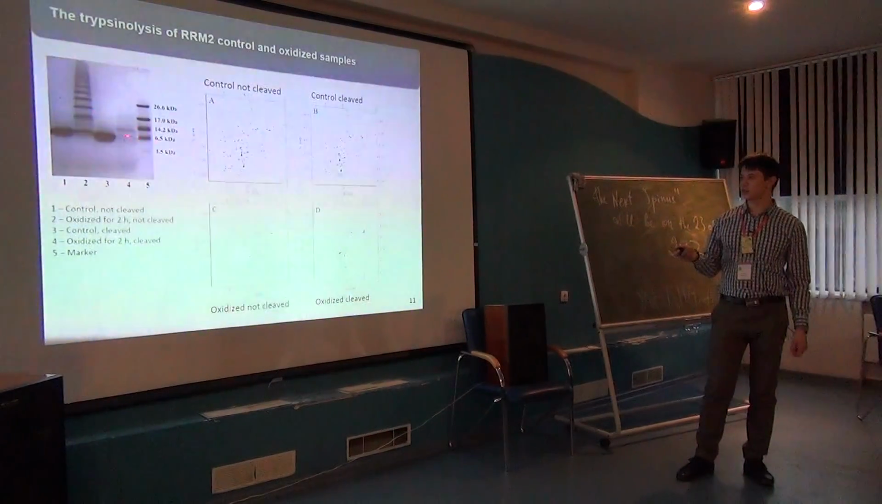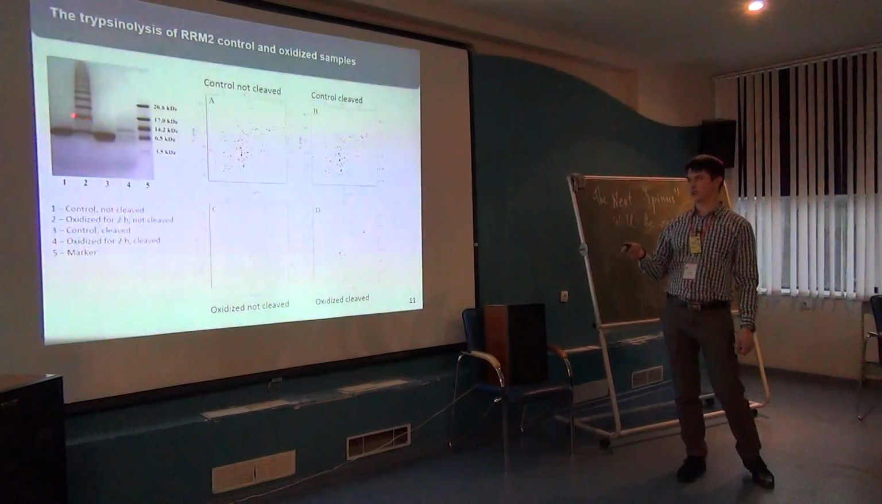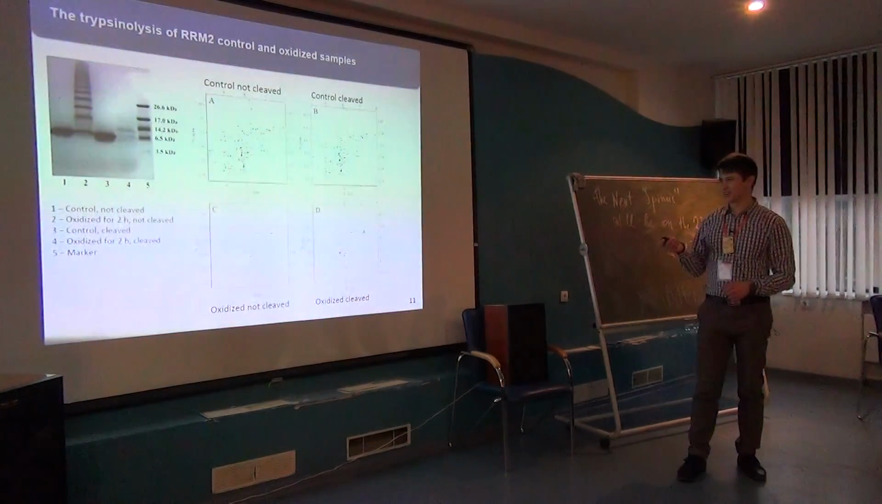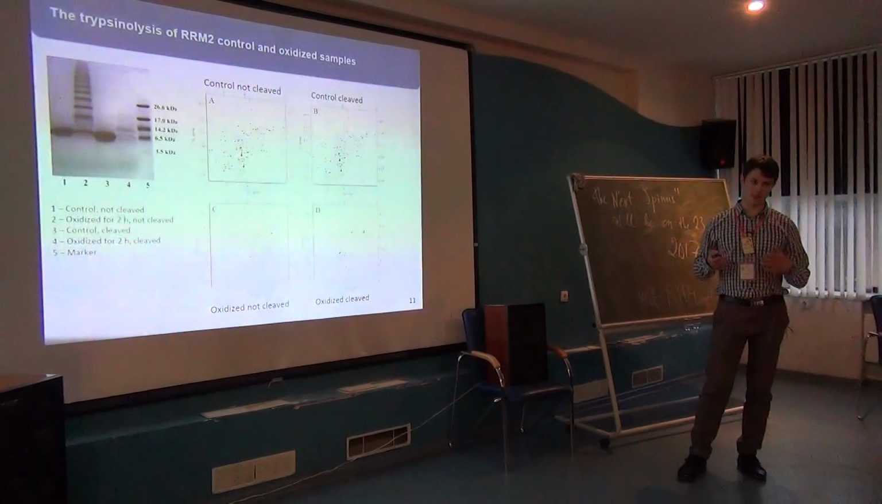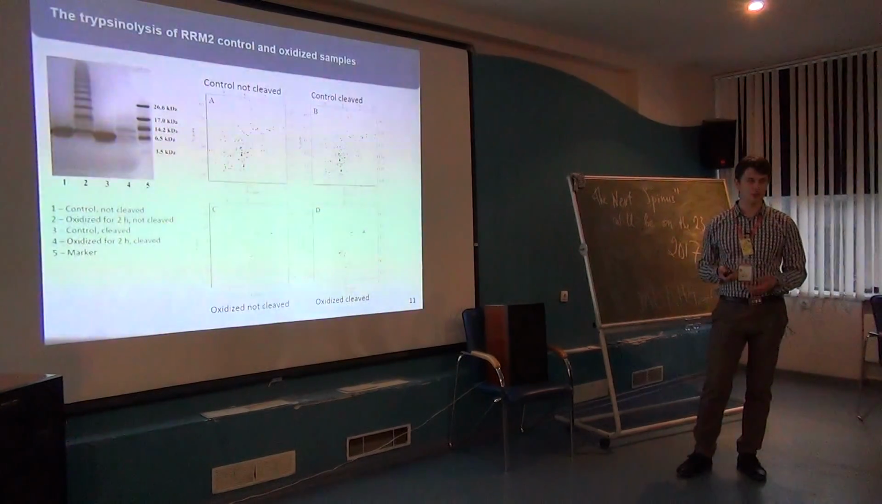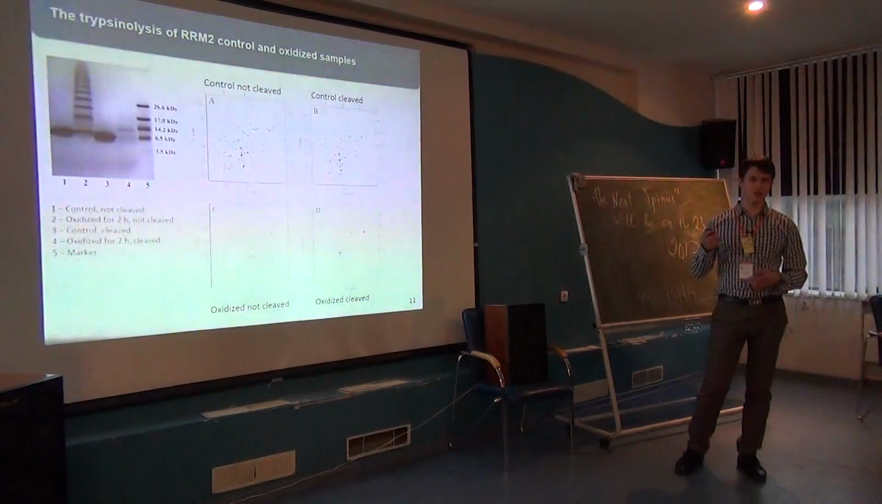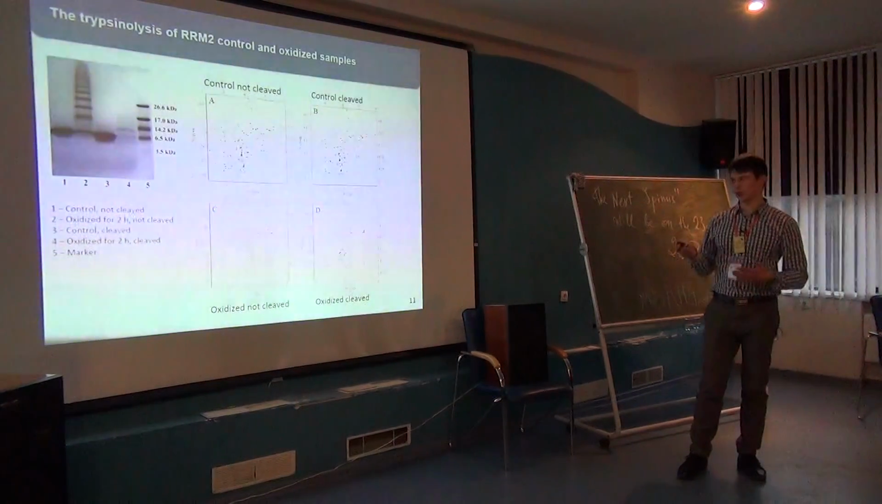It means that if our sample is under reducing conditions, it's structurally stable and trypsin cannot cleave it. But if we add trypsin to the oxidized sample, it cleaves everything. It cleaves dimers, it cleaves oligomers, and it cleaves even monomers. And it means that monomers that should remain structurally stable somehow were recruited to aggregates, and they became unfolded and susceptible to proteolytic digestion.